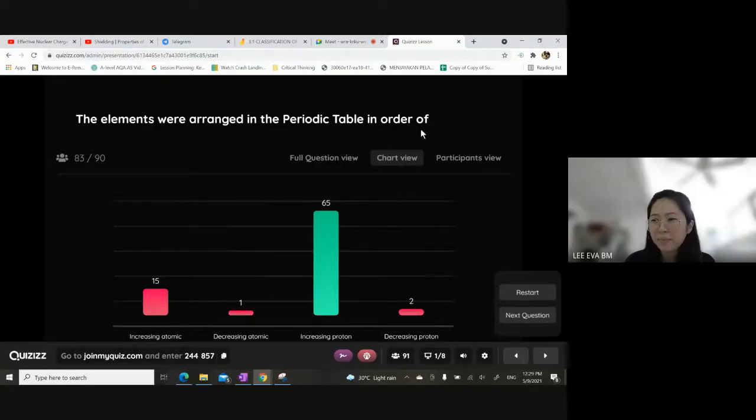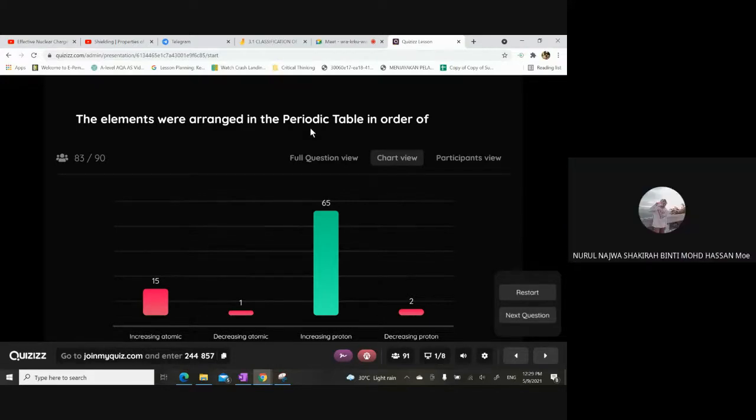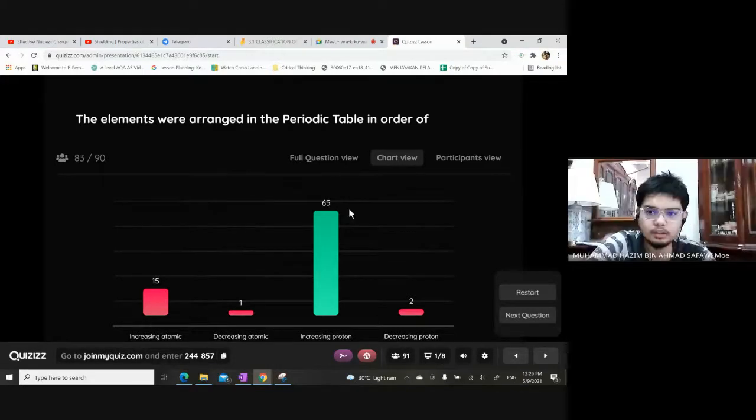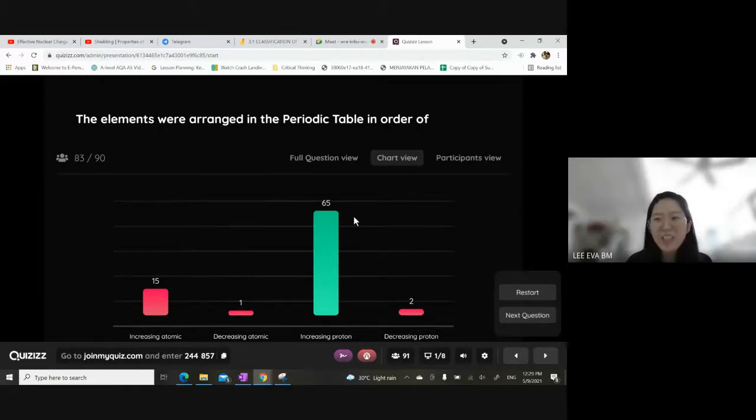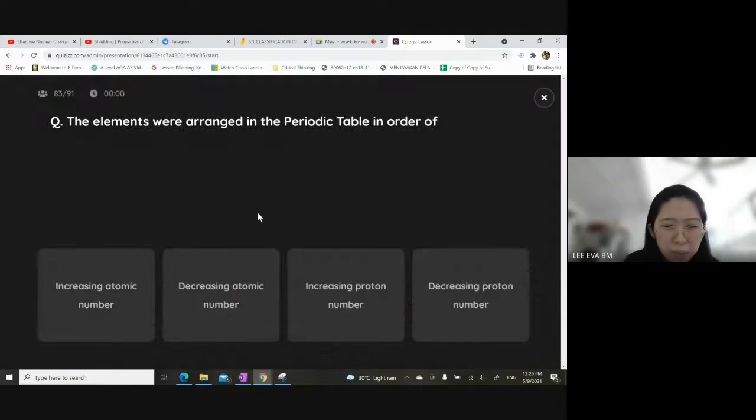Right, so elements were arranged in increasing proton number. Another name for proton number? Atomic number. Nuclear charge. Okay, atomic number or nuclear charge. Well done. Okay, so those were atomic number.